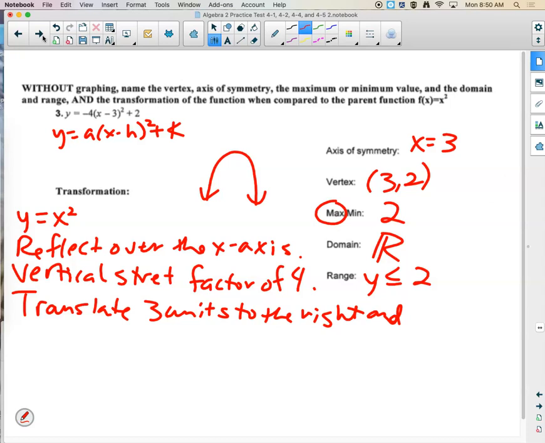And up 2 units. Or 2 units up. However you want to write it. Got them all? Yeah, we had to explain the negative and the 4, the 3, and the 2. Got it. So we didn't need to graph it. But a sketch, really helpful.